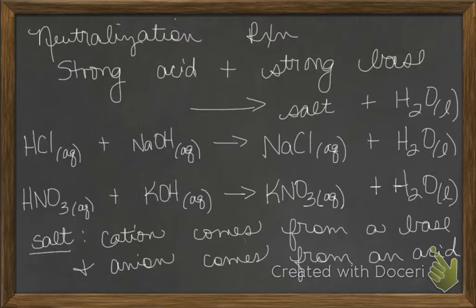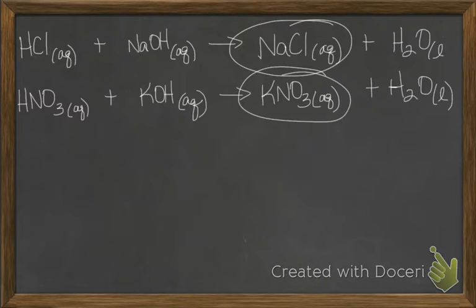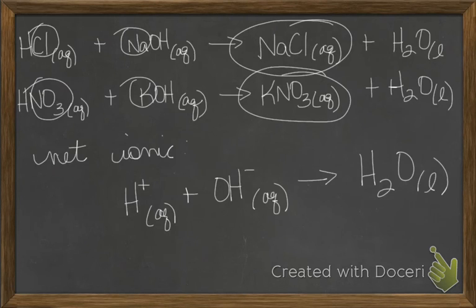In a strong acid, strong base reaction, your salt is always going to be your spectator ions. Okay? So these are always going to be your spectator ions: the sodiums and the chlorides in that first example, the potassiums and the nitrates in the next example. So anytime you have a strong acid and a strong base reaction, your net ionic equation will always look like this. Hydrogen ions plus hydroxide ions make water. That will always be the net ionic equation for a strong acid, strong base reaction.